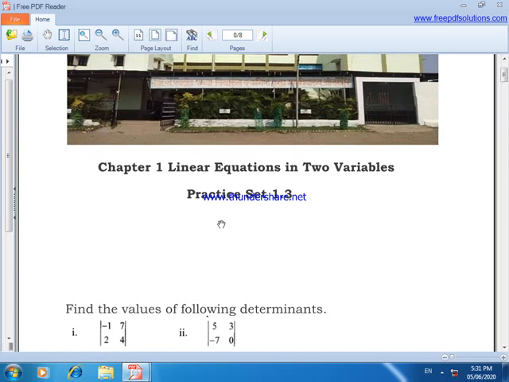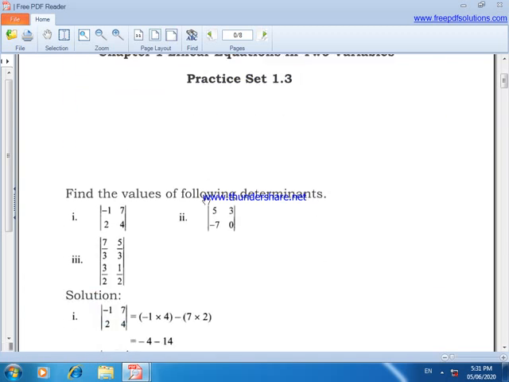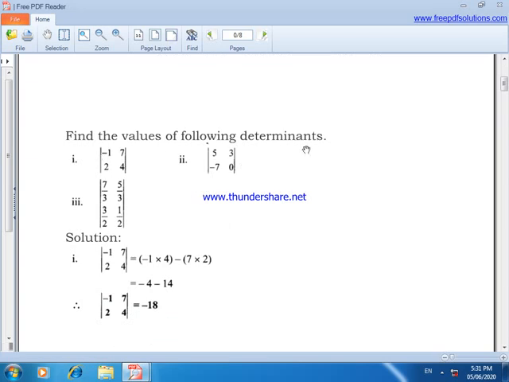Now we are going to solve the examples which are given in practice set 1.3. The first question is: find the values of the following determinants. The first determinant is minus 1, 7, 2, 4. Second is 5, 3, minus 7, 0. Third is 7 upon 3, 5 upon 3, 3 upon 2, 1 upon 2.